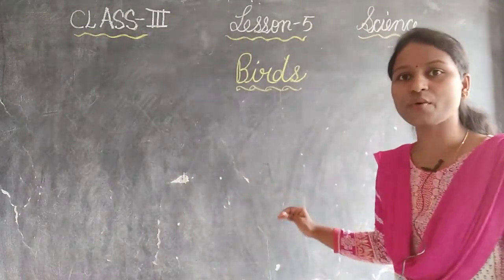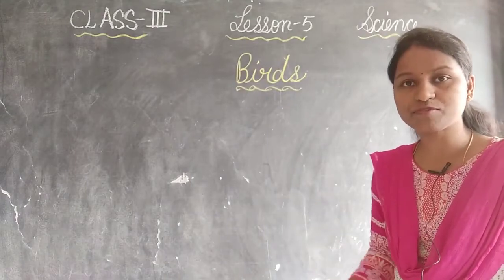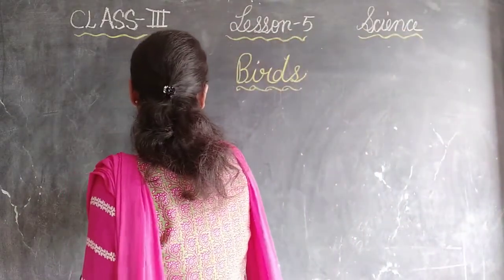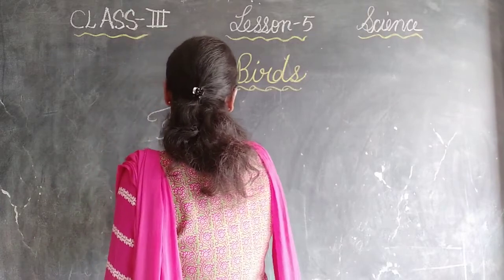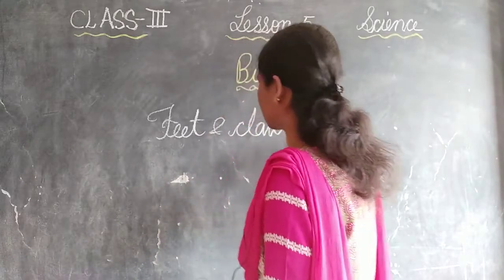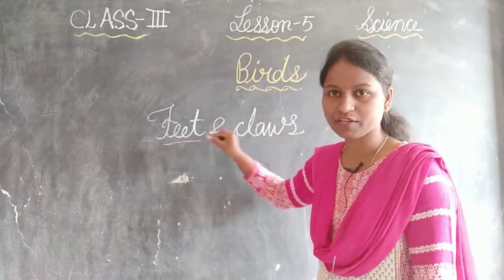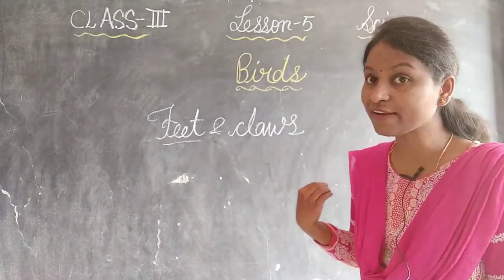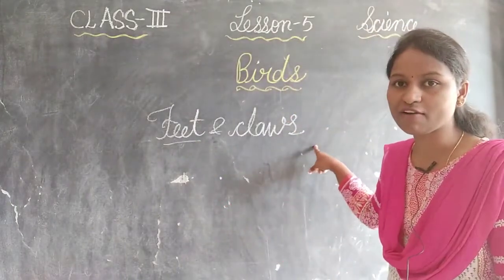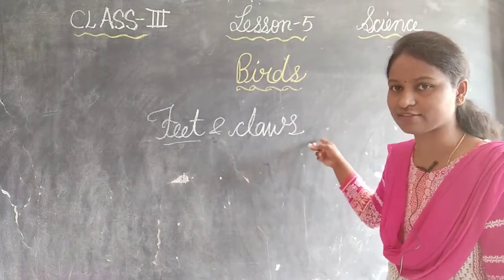Now today we are going to learn about types of feet and claws. What are those, children? Feet and claws. So what are the different types of feet as well as claws? Feet, yes, the lower limbs, the hind limbs are called feet. The claws, as we have fingers, they have claws.